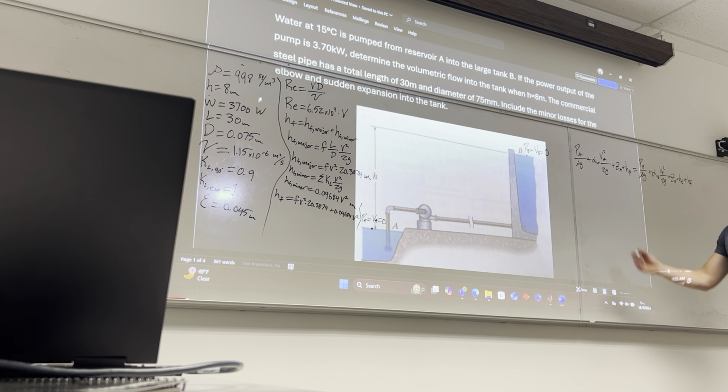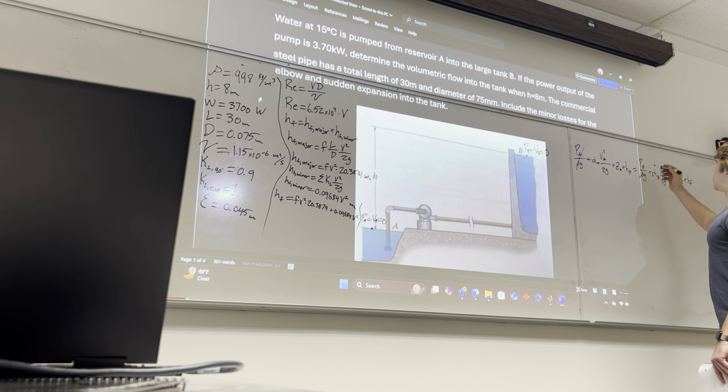Like we said, pressures and velocities are 0. So let's get rid of those. Oh yeah, and the alpha A and the alpha B, those are just coefficients that you assign to the velocities, and they depend on if it's turbulent or laminar or not. I believe if it's laminar, it's 2. If it's turbulent, it's 1.